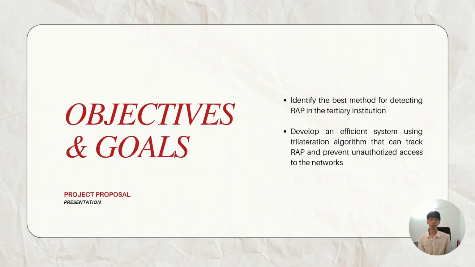Hence, the objective of this project is to identify the best method for detecting RAPs in the tertiary institution and also develop an efficient system using the trilateration algorithm that can track RAPs and prevent unauthorized access to the networks.